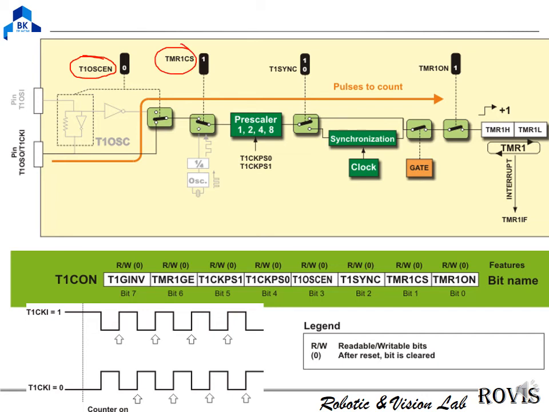And then we set this one, the T1 external, because we don't have any clock outside. And then we set Timer 1 enable, and then the timer will increase the number here.